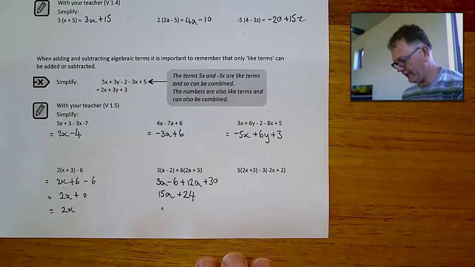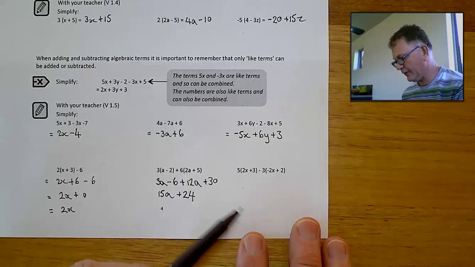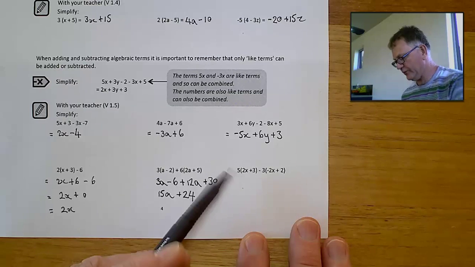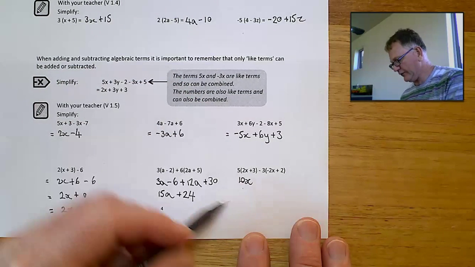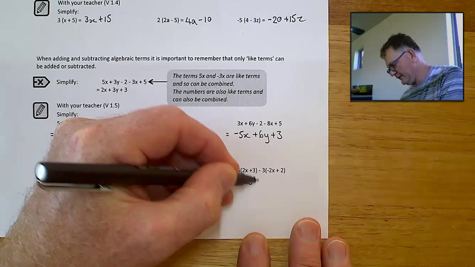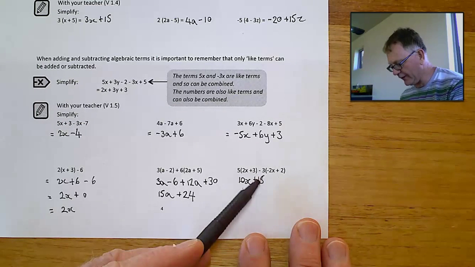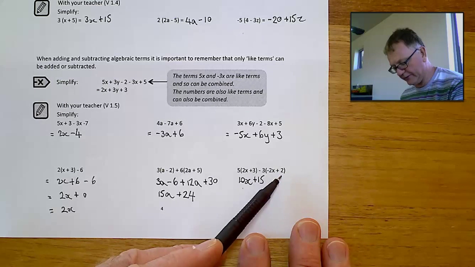And our last example over here, same sort of thing. It's a little tricky bit here. Let's do this bracket here first. So we're going to have 5 times 2x is 10x. 5 times 3 is 15. That does that bit. Now over here, when you're multiplying this out, it's -3 times everything inside this bracket.